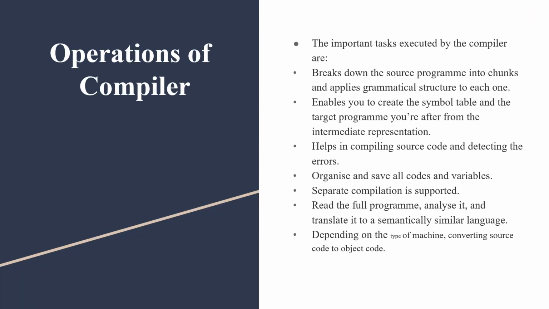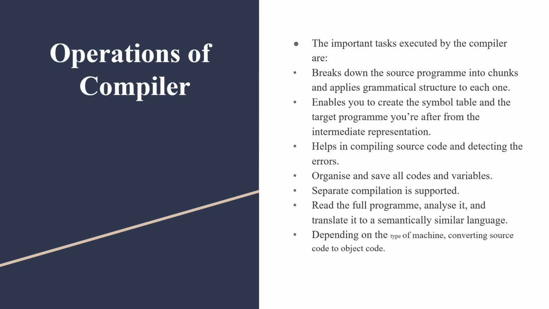Now, these are the operations which are performed by the compiler. First, it breaks down the source program into different chunks and applies a grammatical structure to each one. It enables you to create a symbol table and the target program you are after from the intermediate representation. It also helps in compiling the source code and detecting errors. When there are any errors, it is the responsibility of the compiler to show them.